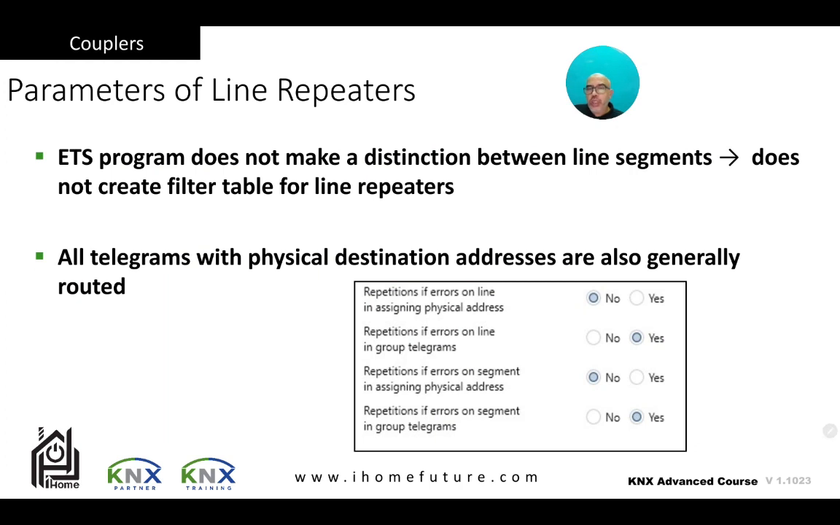In the case of repeaters, we don't have a filtering table, so there are fewer settings. I don't have any filtering. What I have is, should I repeat errors or not? For physical address, this is about address or group telegrams in the main line or the secondary line. Even in the repeater, we have a segment, a line or a segment. It looks like a main line or upper line or lower line.